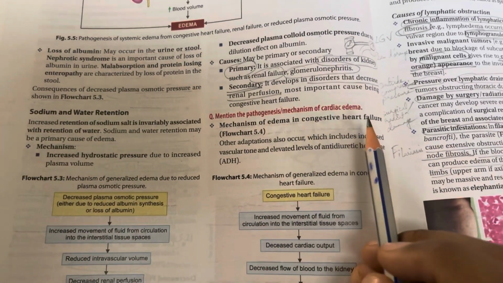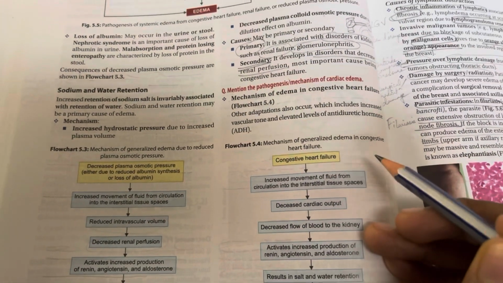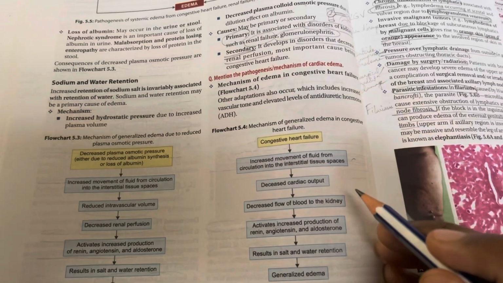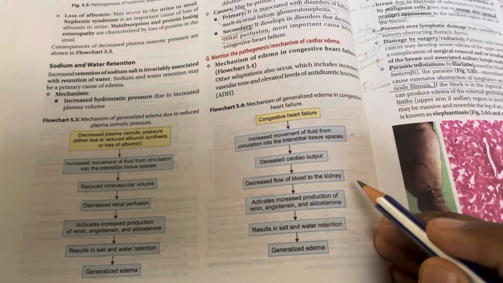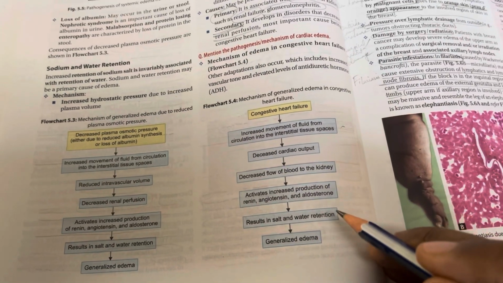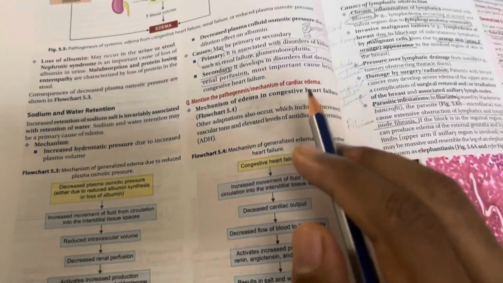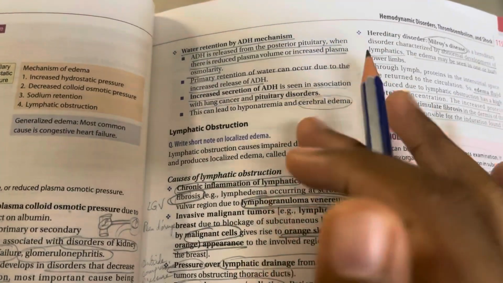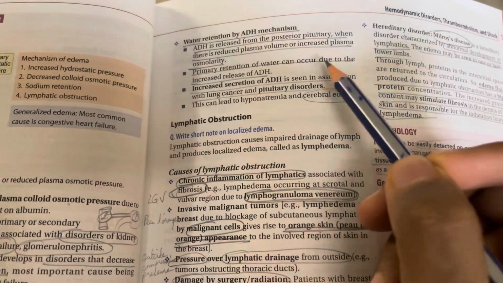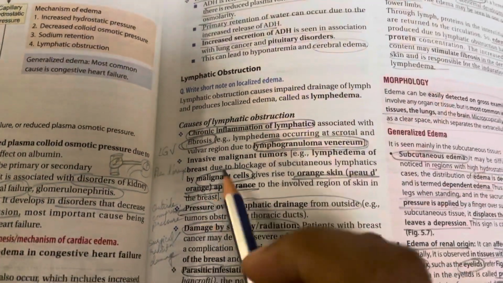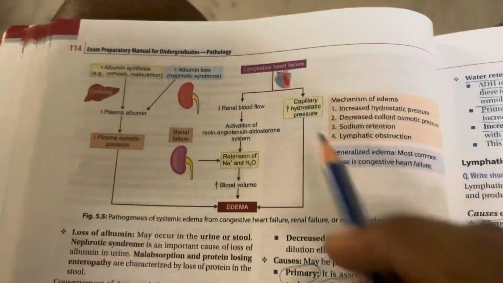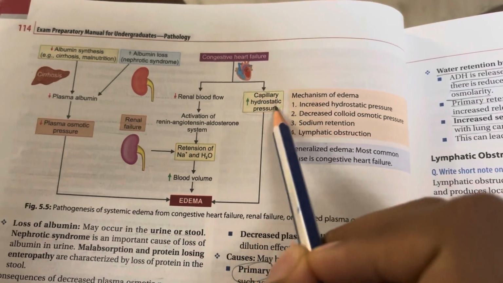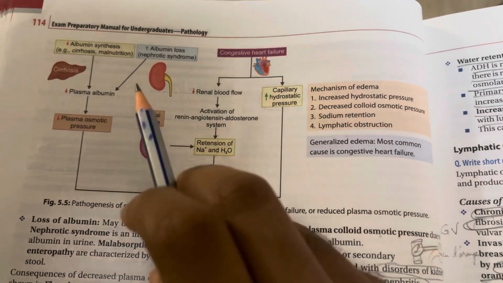The mechanism of cardiac edema is that in congestive heart failure, there is decreased cardiac output. So the heart cannot pump enough blood to the kidneys, and the kidneys think that they're not receiving enough blood. They try to conserve fluid by activation of the renin-angiotensin system. And then ADH also retains water, and excess water increases plasma volume and hydrostatic pressure and further causes edema. And again, we have all these other causes. So congestive heart failure also increases congestion and capillary hydrostatic pressure and leads to edema.